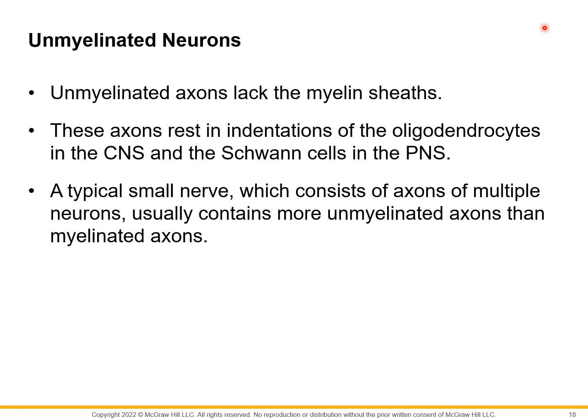Let's now talk about neurons that are naturally unmyelinated. Mga neurons na normal lang sa kanila na wala po silang myelin sheath. These could usually be found in indentations of oligodendrocytes kung nasa CNS or Schwann cells kung nasa PNS po yung neuron na ino-observe natin. We'll better understand this if we take a look at the illustration on the next slide.